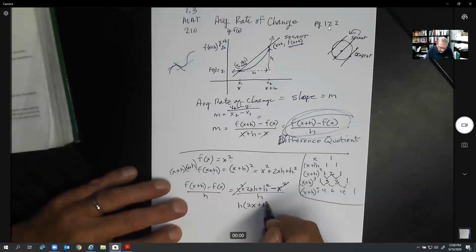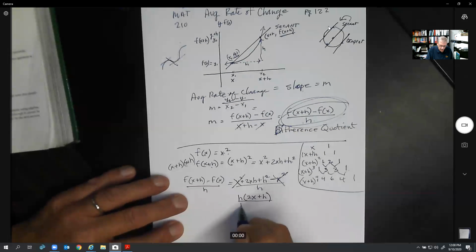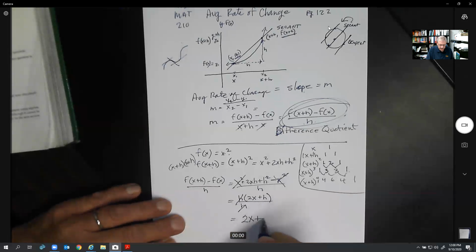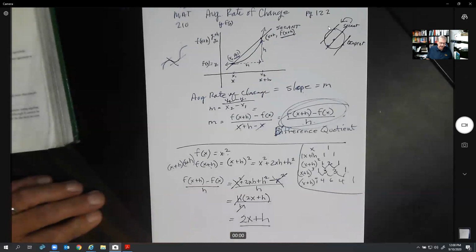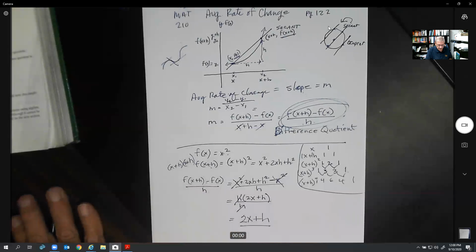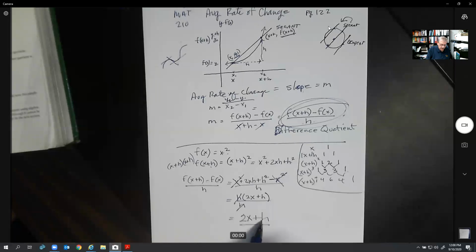So we're going to factor that out. These get canceled off. And we're going to put this over h. Cancel it out. Voila. 2x plus h. And there's our beginning of the slope of this particular equation. Not quite there yet, but this is our difference quotient right now. We're going to refine it in the next lesson. But right now, pretty exciting. We have found a difference quotient.